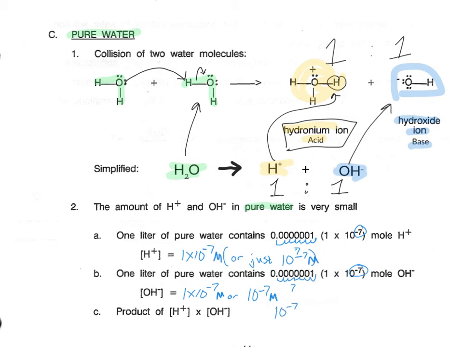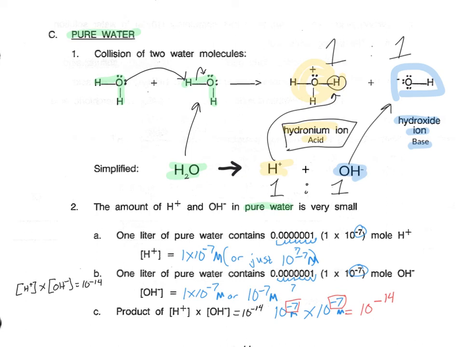Whenever we are in pure water, it's known that the hydrogen ion times the hydroxide ion is always equal to 10 to the negative 14. This is done by adding the exponents. That means that hydrogen times hydroxide is always 10 to the negative 14 when there's water.